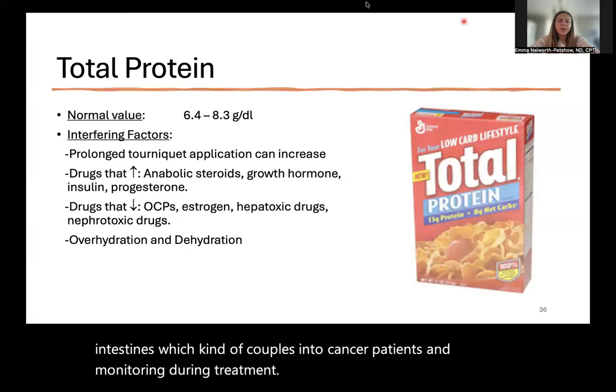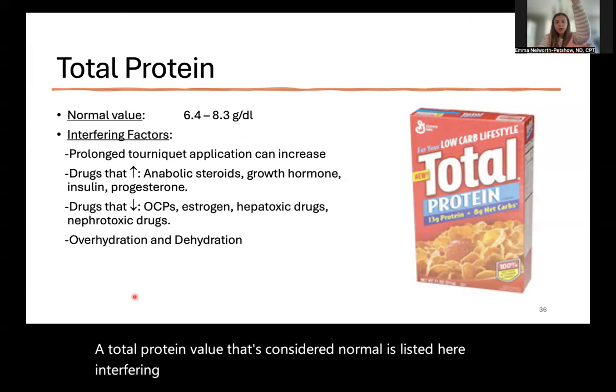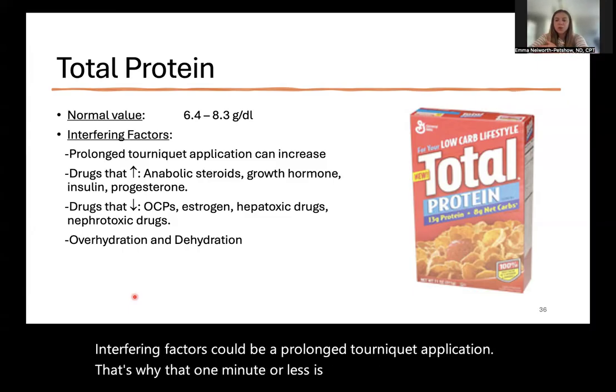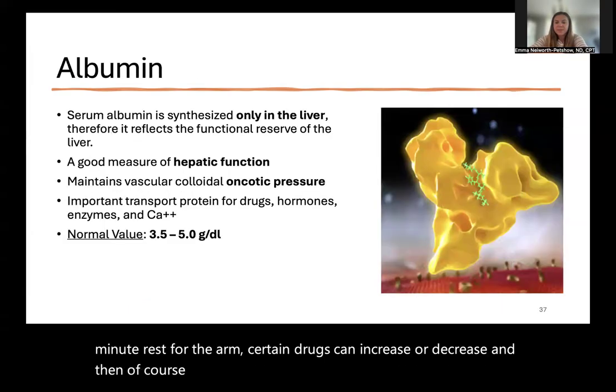A total protein value that's considered normal is listed here. Interfering factors could be a prolonged tourniquet application. That's why that 1 minute or less is really important with a 2 minute rest for the arm. Certain drugs can increase or decrease. And then, of course, hydration status.